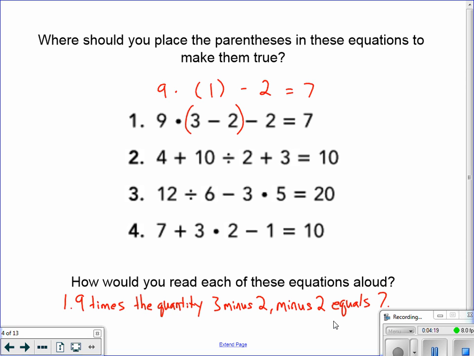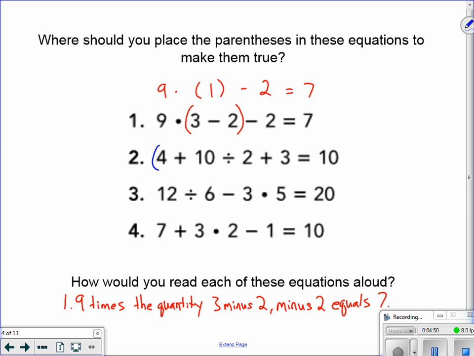Number 2, somehow we need to get that to equal 10. If we use the order of operations and do it the way we should right now, we would do the division first. That 10 divided by 2 would give us 5. 4 plus 5 is 9. 9 plus 3 is 12, not 10. So we have to put parentheses around something to show that we don't want to do the division first. We want to do something else first.